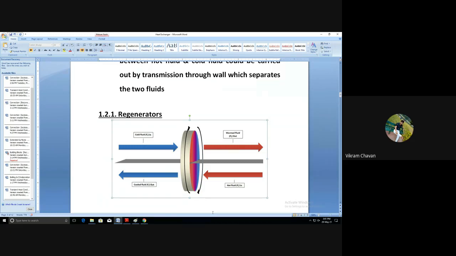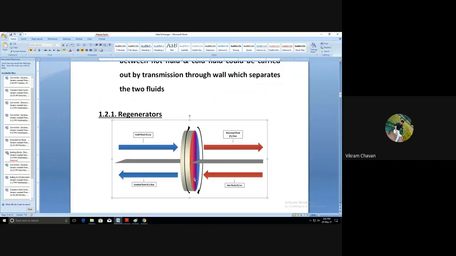Here is the main function of a regenerator. The disk is made of a material which will act as a source and sink. It is a matrix type, porous material. The hot fluid will move over that material inside the disk, and that material, whose thermal capacity is very high, will capture the heat from the fluid.